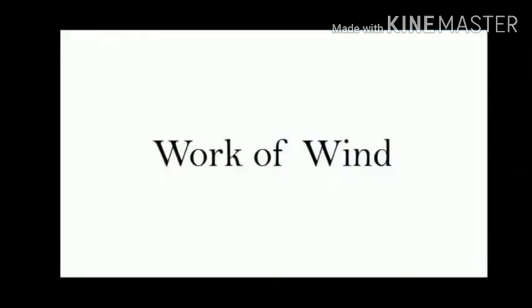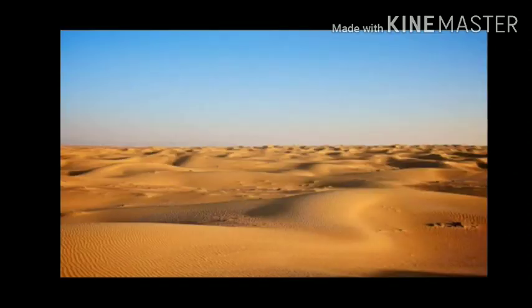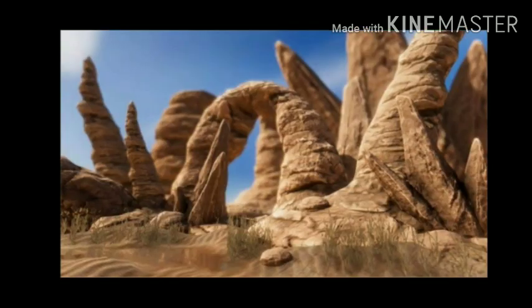Next is work of wind. Winds are active agents of erosion and deposition in the deserts. In deserts, you can see rocks in the shape of a mushroom, commonly called mushroom rocks. Wind erodes the lower section of the rock more than the upper part. Therefore, such rocks have a narrower base and a wider top.